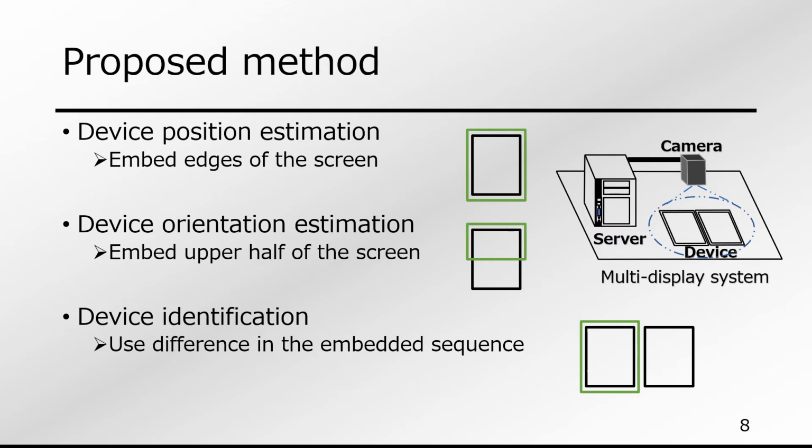In the device orientation method, it is only necessary to know a portion of the upper or lower side of the device in the captured video. So we embed the watermark in the upper half area of the device screen. When identifying multiple devices, we identify the devices by a difference in embedding sequence. If a watermark is embedded at a different timing for each device and watermark extraction processing is performed on the camera image, the number of detected device portions will differ for each device.